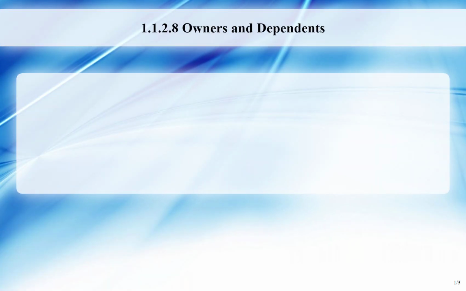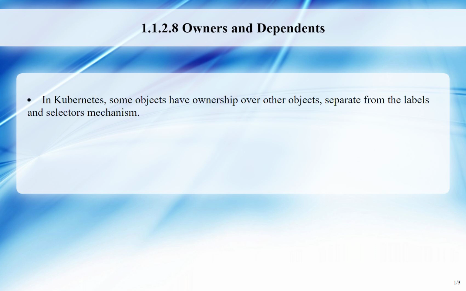1.1.2.8 Owners and Dependents. In Kubernetes, some objects hold ownership over other objects, such as a replica set owning a set of pods. This ownership relationship is distinct from the labels and selectors mechanism used by some resources.